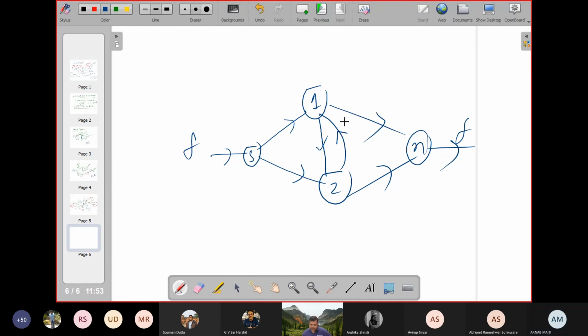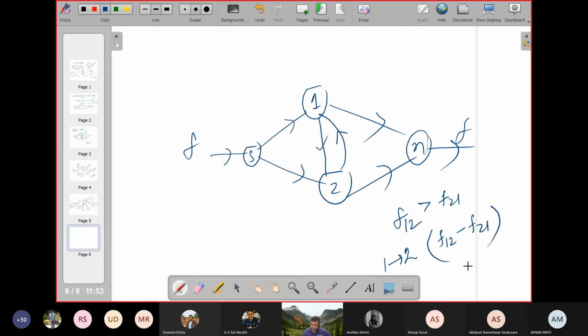Very good. At the end, say this is F12 and this is F21. If F12 is greater than F21, it means there is actually some flow from 1 to 2 with quantity F12 minus F21. So at the end, you have to interpret it like that.